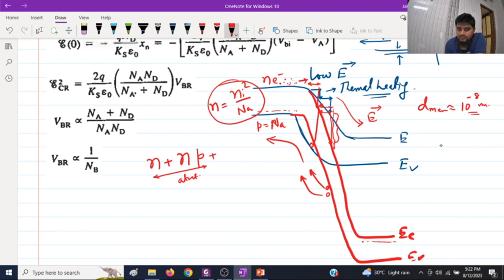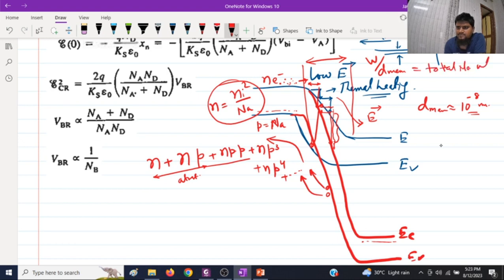After the second group of collisions, they will have NP times P, right? After the third, it will likewise be NP cubed, and plus NP to the 4, and so on, up to the total number of collisions, which depends on the junction width: W by d mean. Now this probability P depends on the applied electric field E. If E is very high, the probability that each electron will create an impact ionization will be high, very close to 1. Otherwise, if E is small, this probability P will be very small.